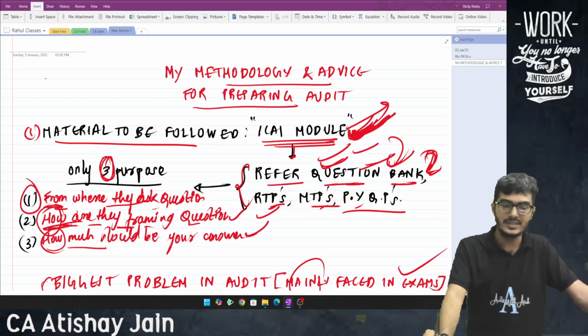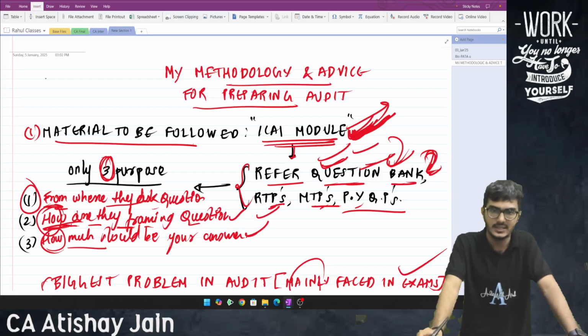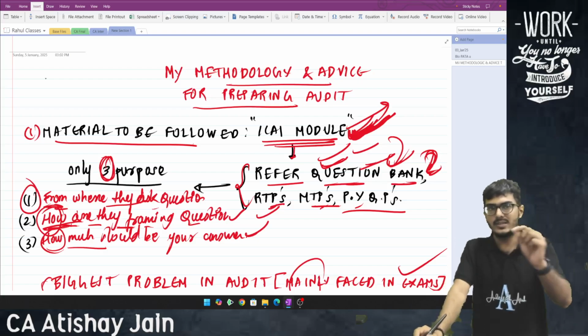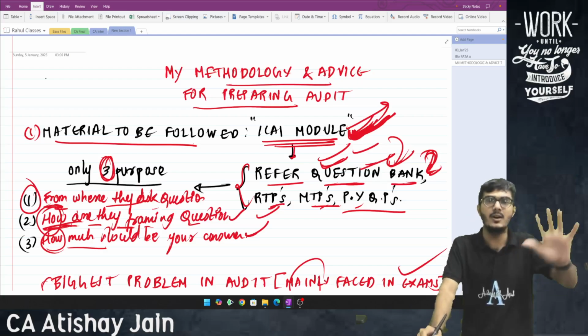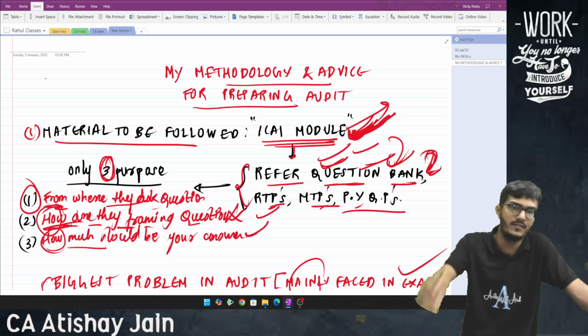Only if you refer to the question bank will you get to know that for this particular answer there are 5 different types of questions. So just get an idea that there are 5 types. If even one of them comes, then this is the only answer which you are supposed to write. This is actually the most important one, how they are framing questions.